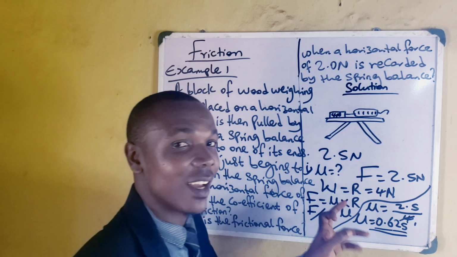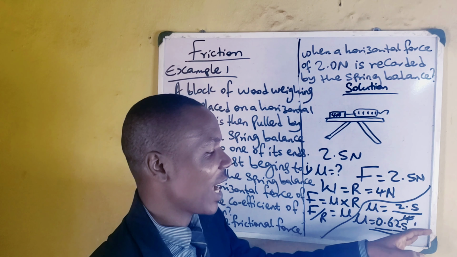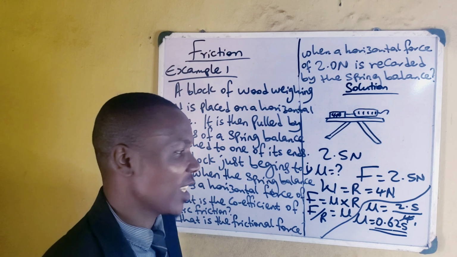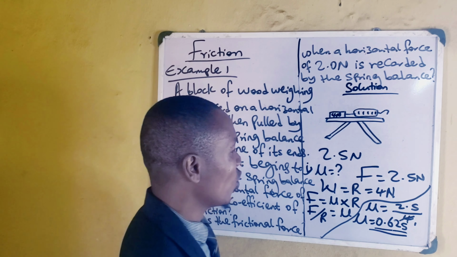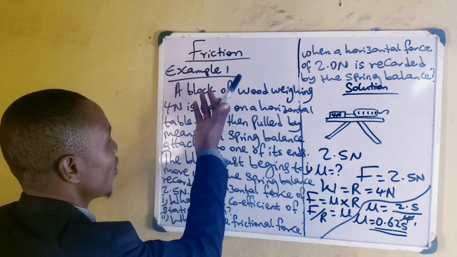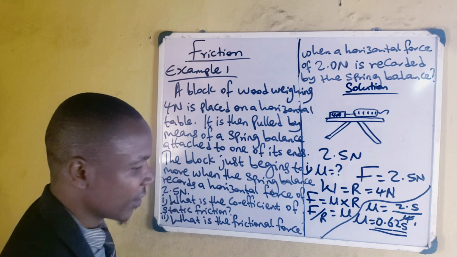So, like I said earlier, coefficient of friction does not have what? Unit, because it is a ratio of two forces. Right? So, that is the answer to question number I. I don't have much space here, so let me solve II here.